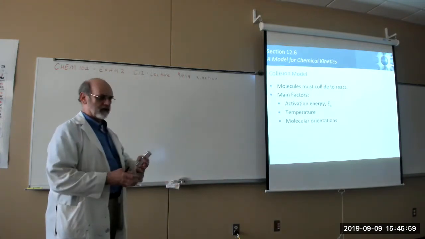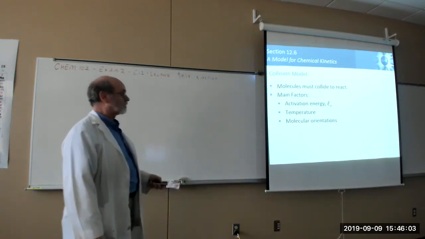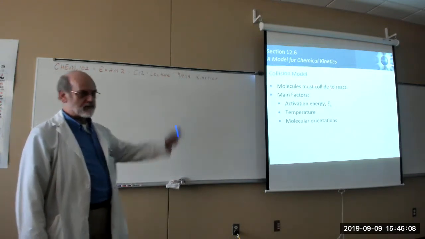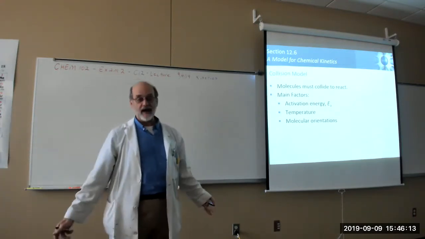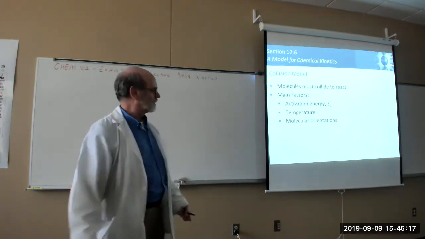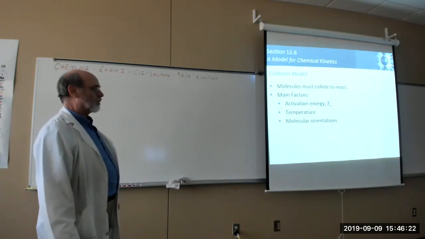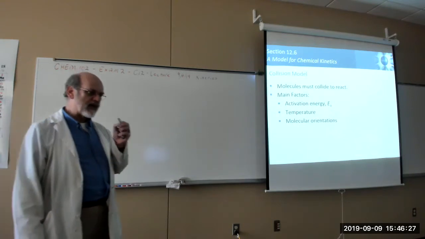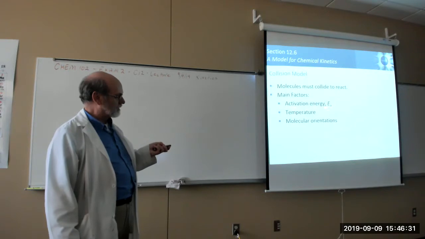What governs chemical kinetics? First of all, molecules have to collide to react. If you got a molecule on this side of the vessel and one on that side of the vessel, you're not going to get a reaction because they're nowhere near each other. It's just logical. They have to collide in order to react. So when they collide, what's required? There's a minimum amount of energy that's required. That's called the activation energy.